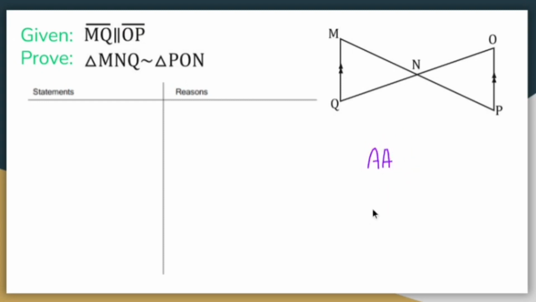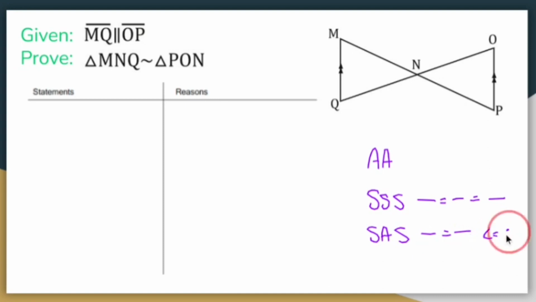Showing two angles are congruent, or we could show that the sides are proportional, which means you have three fractions equaling each other, or you could show that two sides are proportional and two angles are congruent. Now, let's see what I can do here. I have the fact that these are parallel. Since they're parallel, I can say that these are alternate interior angles, so they're the same.